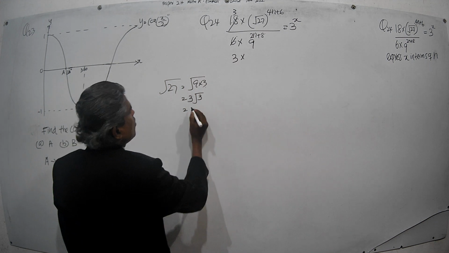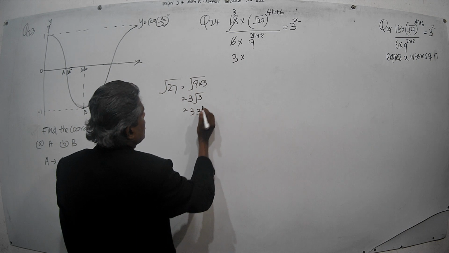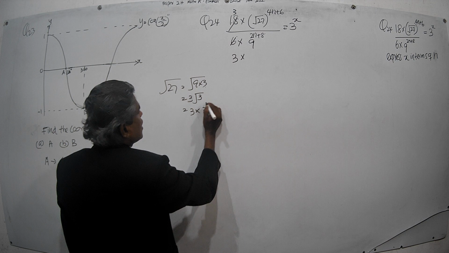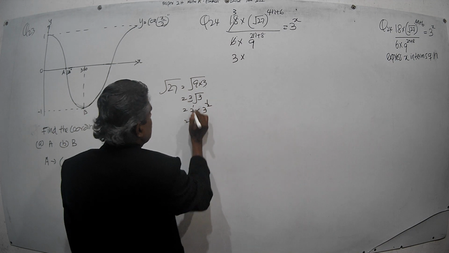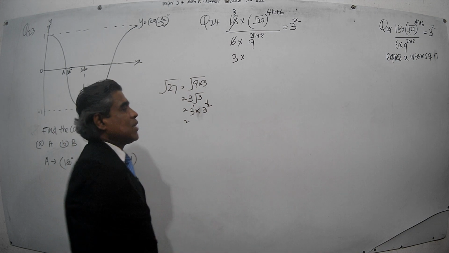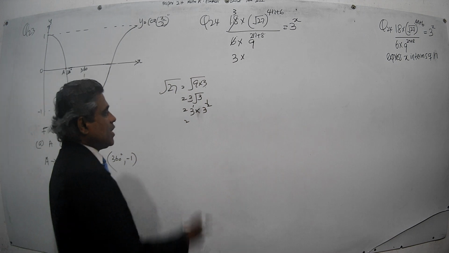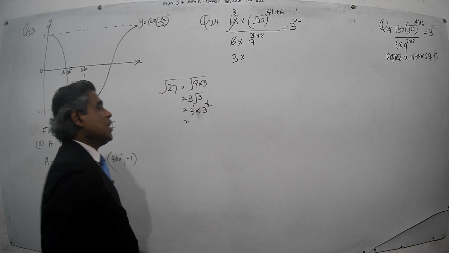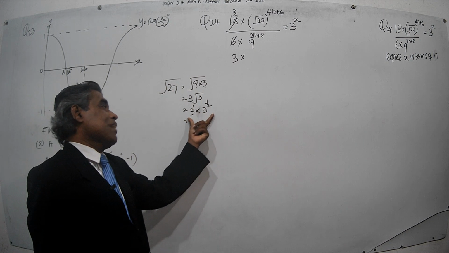The square root 3 can be written as what? 3 to the power, what is that here? Here it is multiplication. Then square root 3 can be written as 3 to the power 1 over 2, half. Then here 3 is 3 to the power 1. Then these are two indicial statements of the same base to be multiplied.